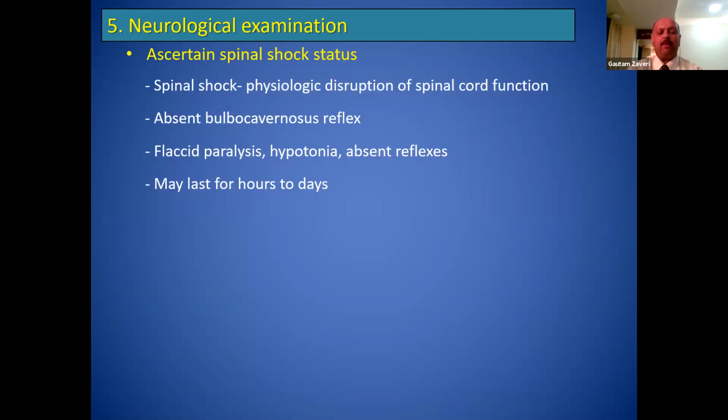It is vital to remember that neurological examination involves ascertaining whether the patient is in spinal shock or not. What exactly is spinal shock? Immediately after the injury, there is a physiologic disruption of spinal cord function. The spinal cord is unable to transmit impulses from the proximal part of the injury to distal to the injury. And therefore, distal to the level of the injury, you will find absence of the bulbocavernosus reflex. You may find flaccid paralysis in both the legs, hypotonia, absent reflexes. This stage of spinal shock may last from hours to days and sometimes weeks.